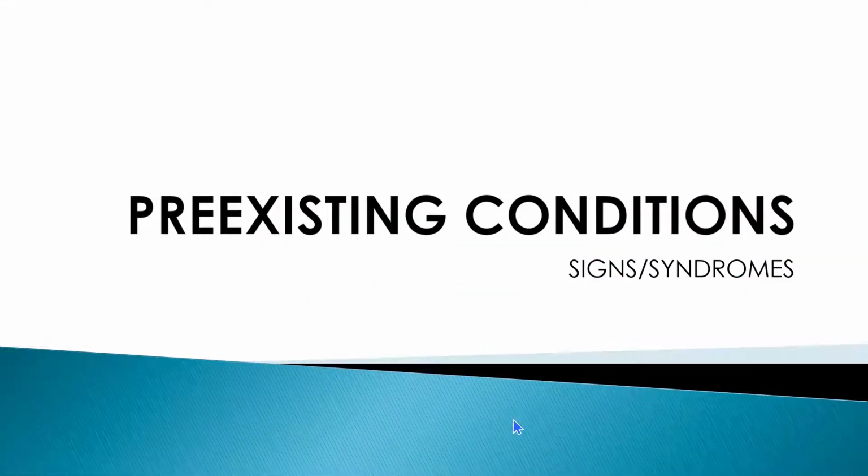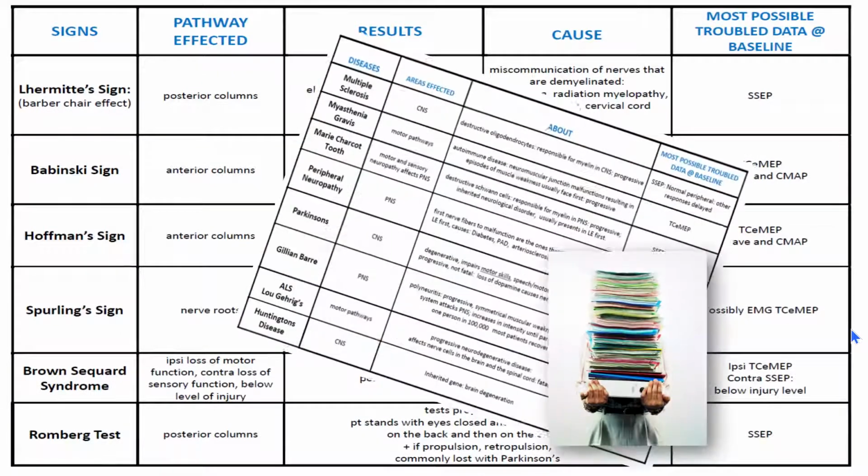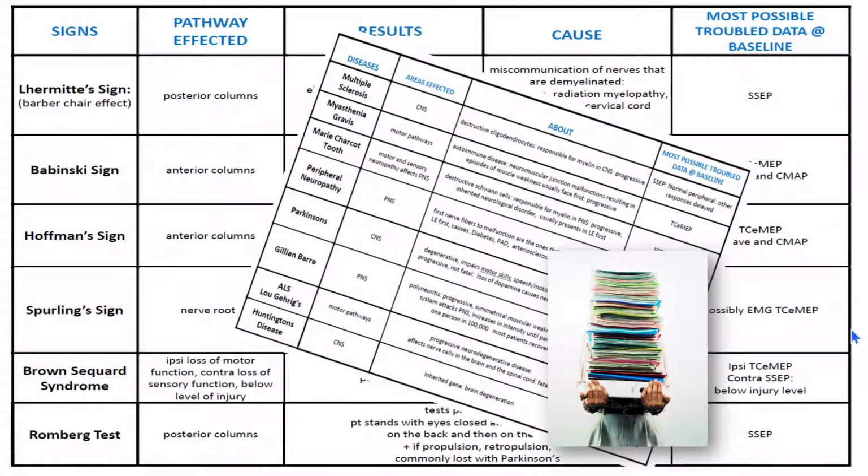Pre-existing conditions. We need to be able to get into the chart and recognize signs and syndromes and disease entities in order to figure out how the day is going to start. This is a case that I did. This is the left side and this is the right side SSEP. We've got a peripheral response here at the popliteal fossa, but really nothing else after that. Getting into the chart is important. You want to be able to recognize some of these signs and syndromes so you know what you're in store for before you sit down to get your baselines.